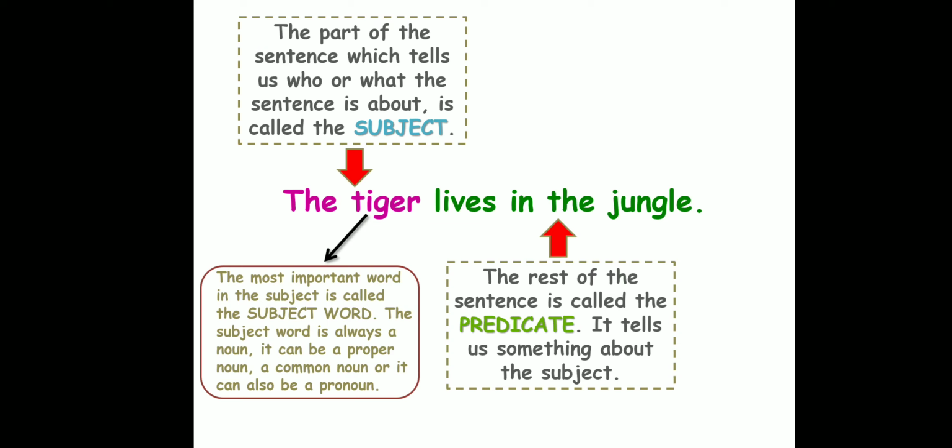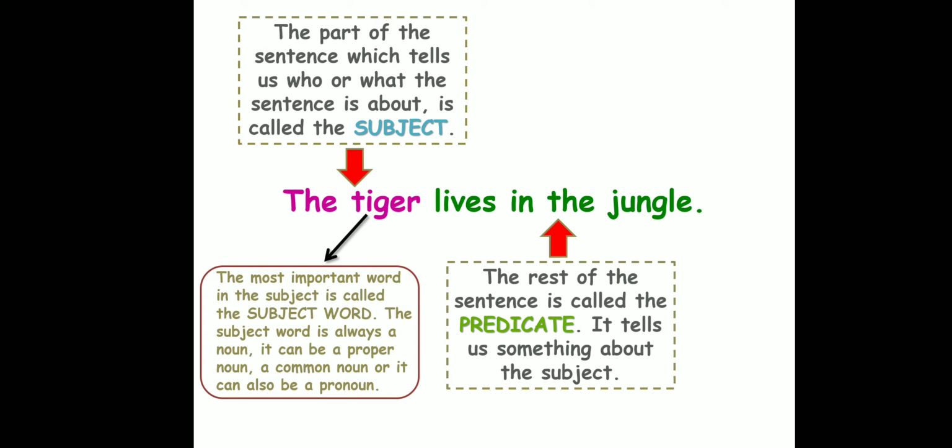Alright. So, the tiger. There are two words which make up the subject over here. The and tiger. But which word is more important? The or tiger? Obviously, tiger is the more important word. So, tiger is the subject word. The most important word in the words that make up the subject is called the subject word. And the subject word can either be a common noun, it can be a proper noun, or it can simply also be a pronoun.